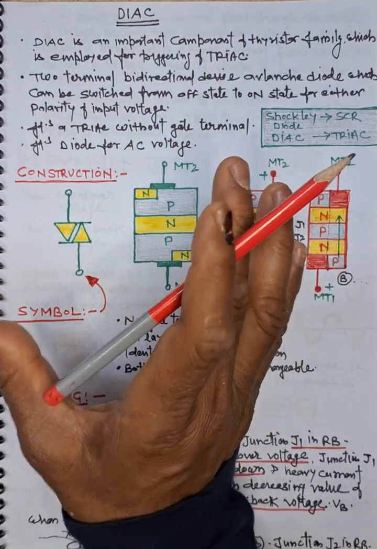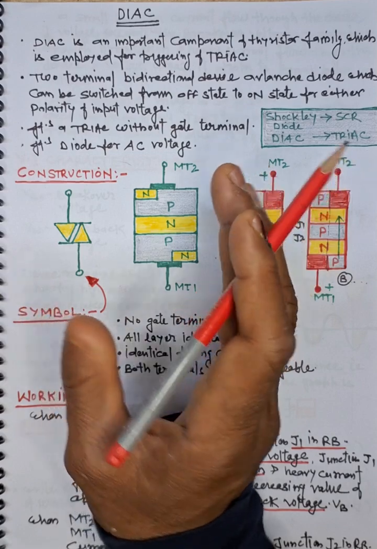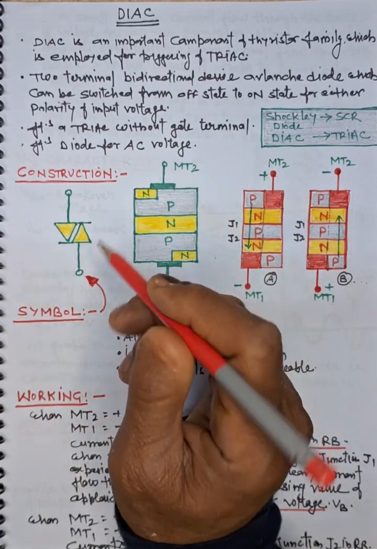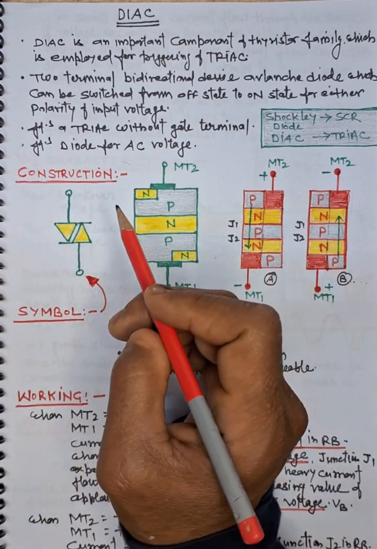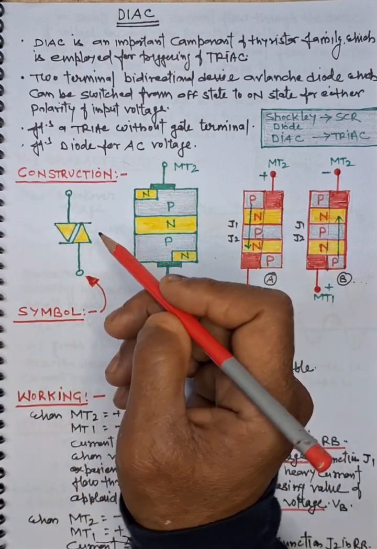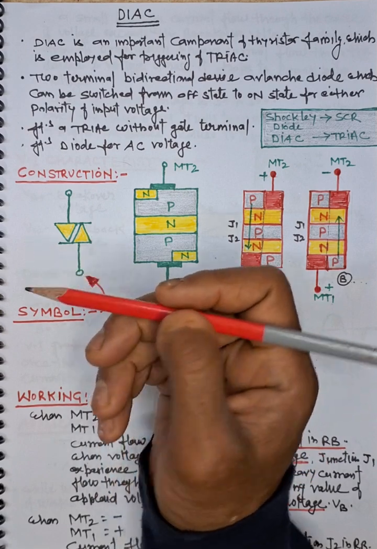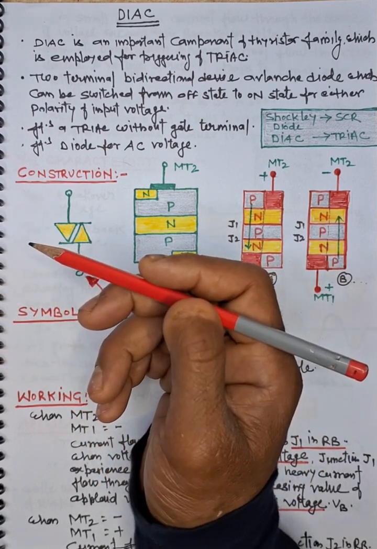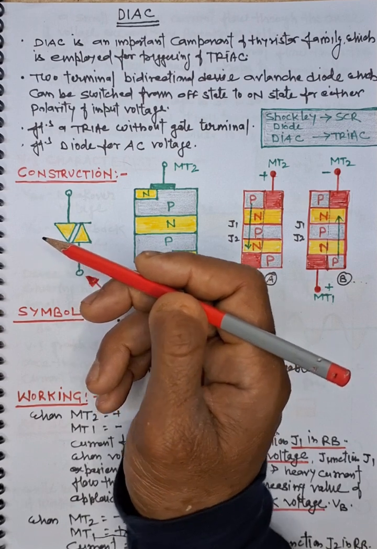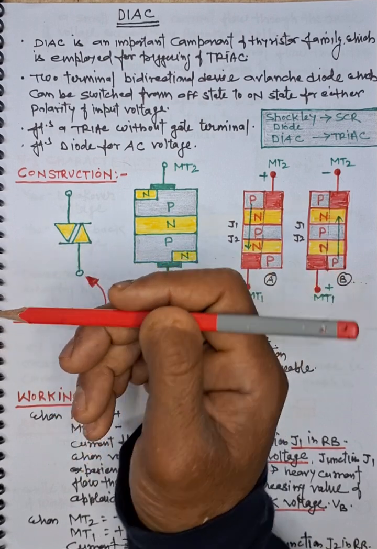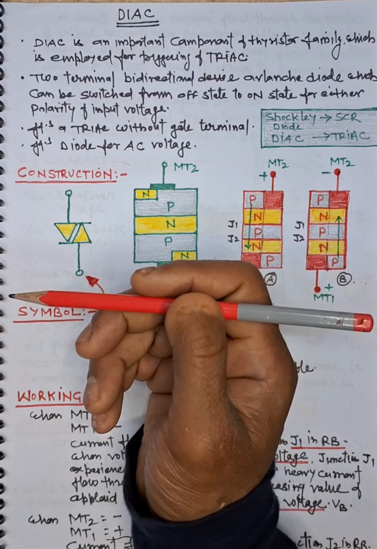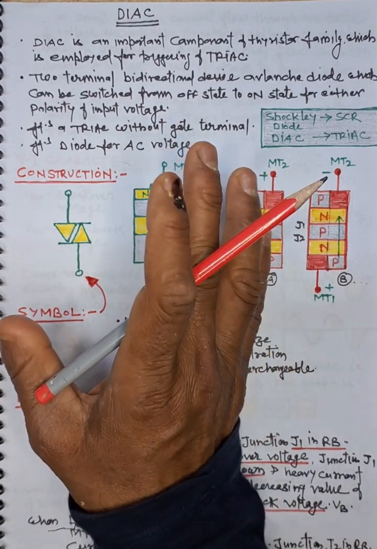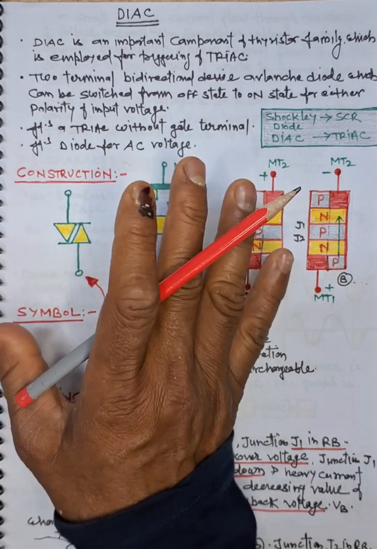In general, we can say this is similar to a TRIAC. TRIAC was also a device which was working in both directions. So it is also called a TRIAC without a gate terminal. Since it is a diode, it should not have three terminals. That is why it's a TRIAC with two terminals, with the absence of the gate terminal. So it's a diode which is working with the AC voltage.